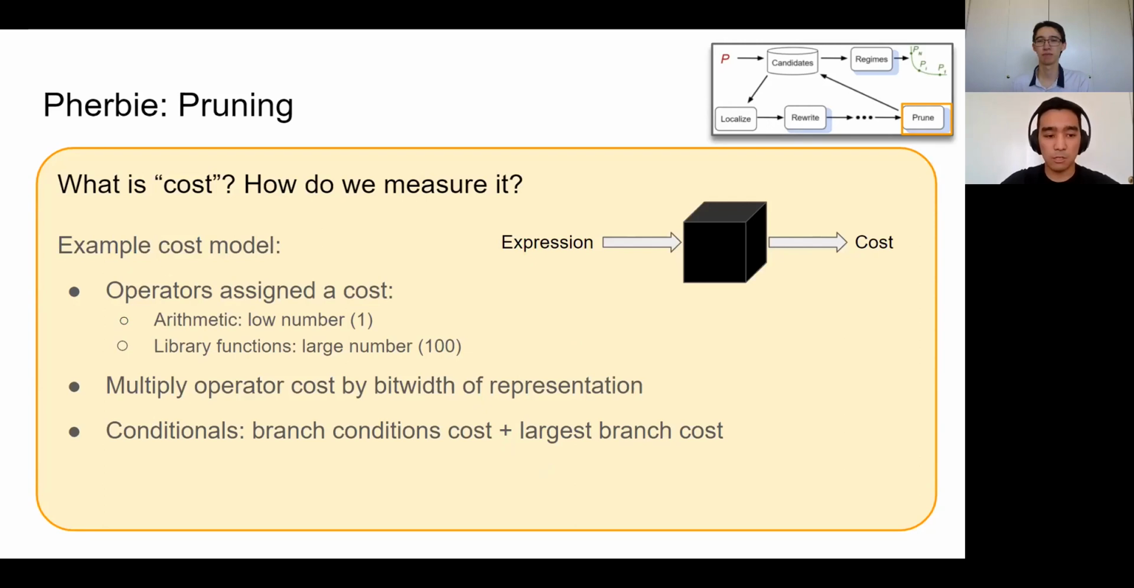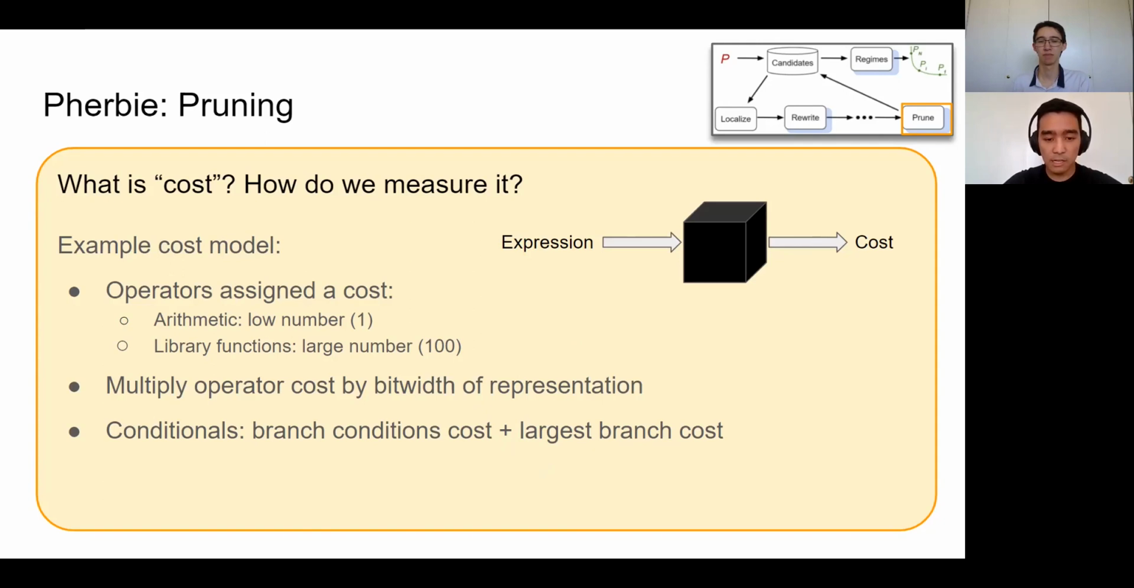So here's an example cost model. We assign a cost to each operator. Arithmetic operators get something like 1, while library functions, since they're much more complicated, get something like 100. And we also multiply each operator cost by the bit width of the representation. That is, an add in double is twice as expensive as an add in single. And this is just to model moving bits through the memory hierarchy.